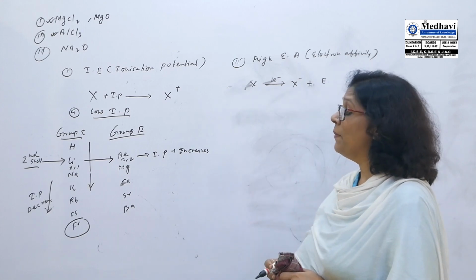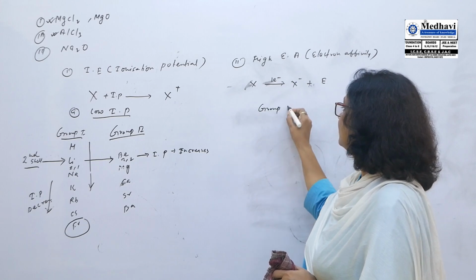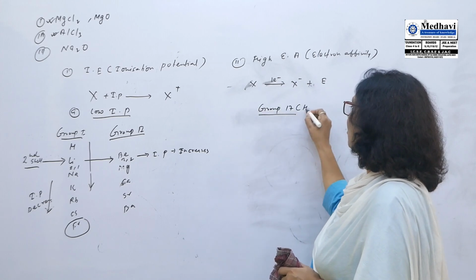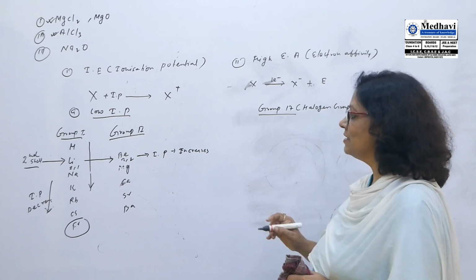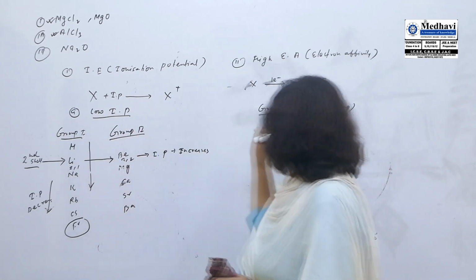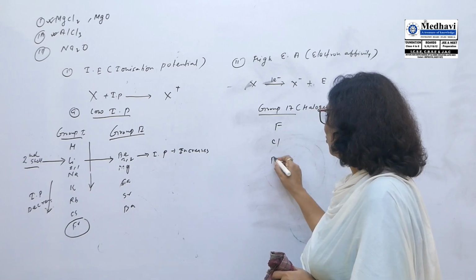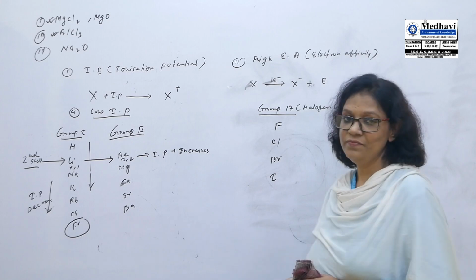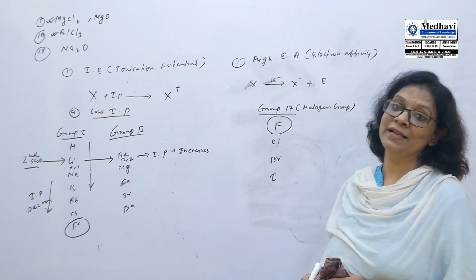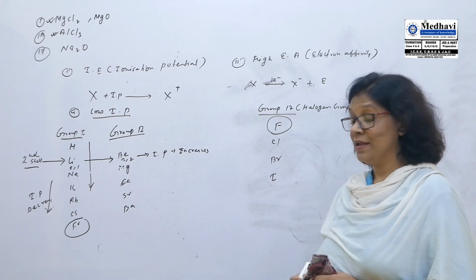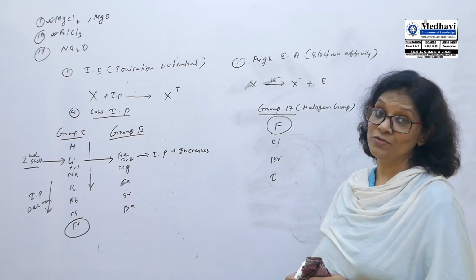If you see the periodic table, you find that group 17 is also called the halogen group. Group 1 is the alkali metals. Group 17 is the halogen group. Here the elements are fluorine, chlorine, bromine, iodine. Fluorine is the strongest non-metal in the periodic table. Fluorine has the highest tendency to attract the electron towards itself.